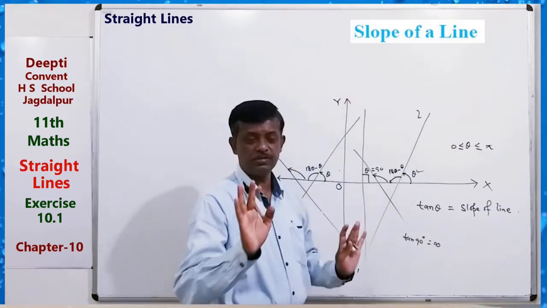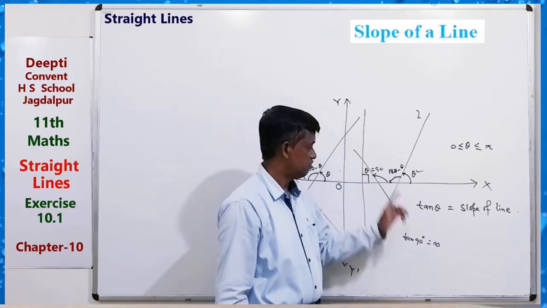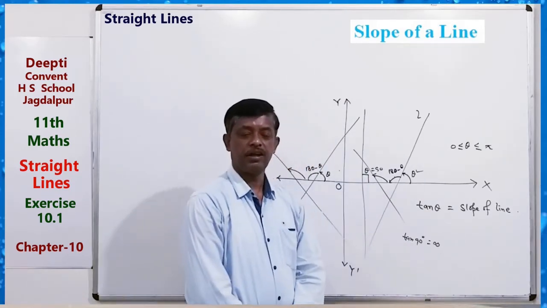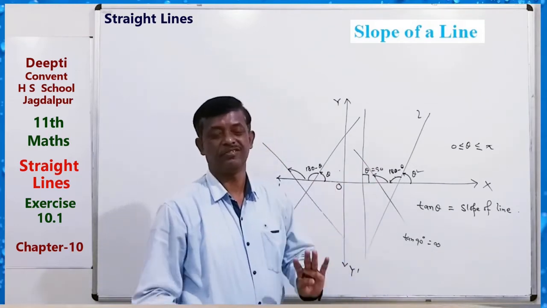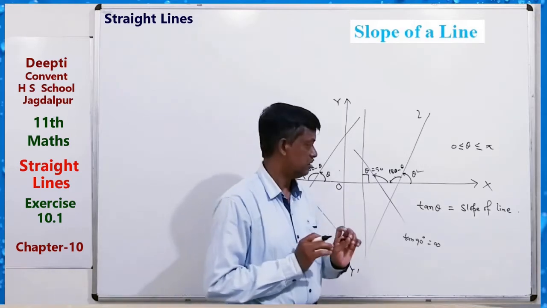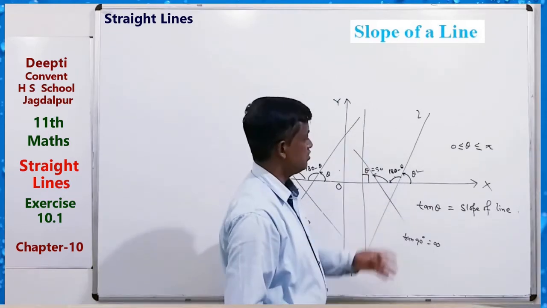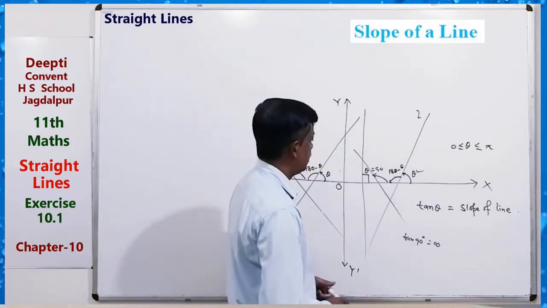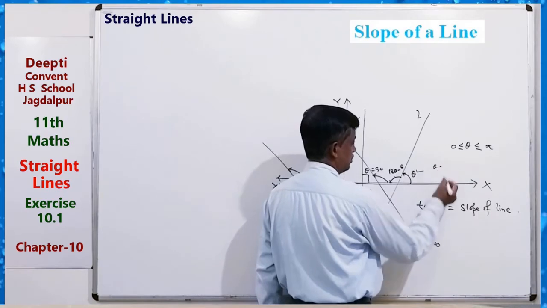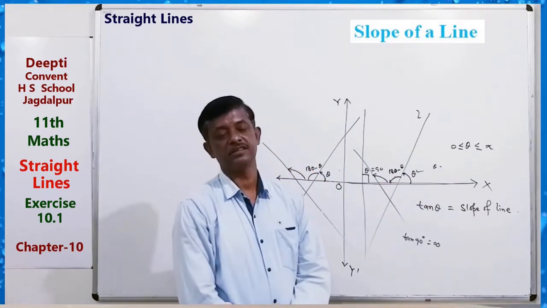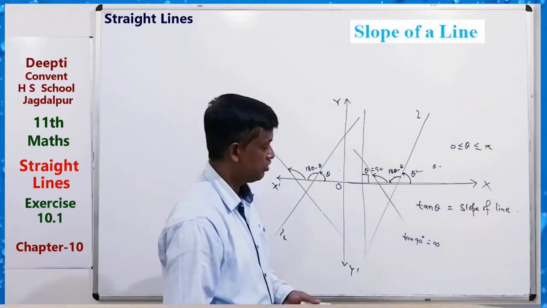A vertical line means what? Perpendicular to the x-axis, that is, parallel to the y-axis. So for a vertical line, tan 90 equals infinity. Slope is not defined. So for a non-vertical line, we can find the slope of the line. For a vertical line, slope is not defined. Now the slope of the x-axis: theta equals 0, so tan 0 equals 0. So the slope of the x-axis is 0, and for a vertical line, the slope is not defined.